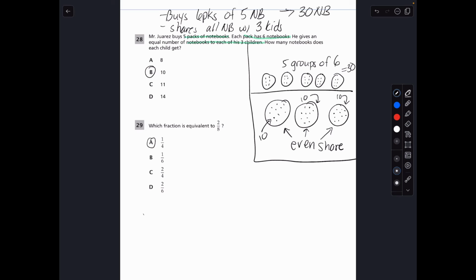Another way you can do this is by recognizing I have 5 groups, 5 sets of notebooks. So you might go and say, all right, I have 5 notebooks, and I'm just going to start skip counting inside. So 6, 12, 18, 24, 30. So great if you know how to skip count. So you have 30 notebooks, and then you know you're going to share them by 3. So 30 divided by 3 is 10.